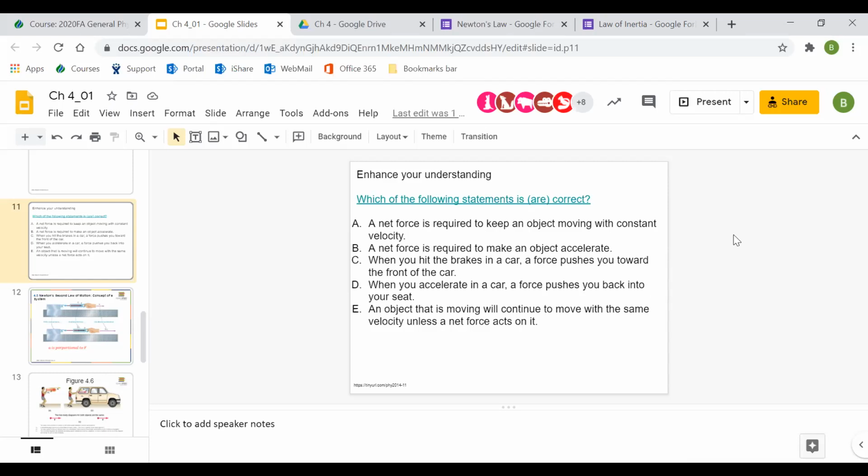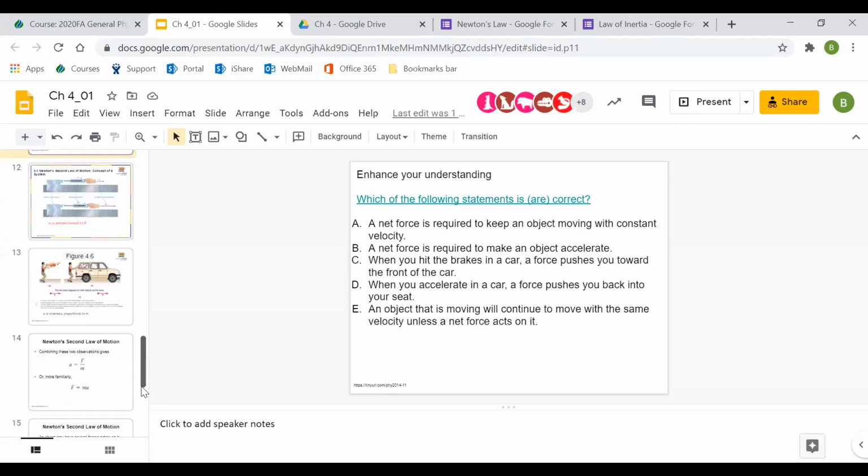It's just our perception. On E here, it says an object that is moving will continue to move with the same velocity unless a net force acts on it. This is exactly Newton's first law statement, so this one is correct. It will continue with the same velocity if there's no net force. If there's no net force, you'll keep your original velocity, either at rest or with a certain velocity. So the correct statements are B and E. The rest are not correct.